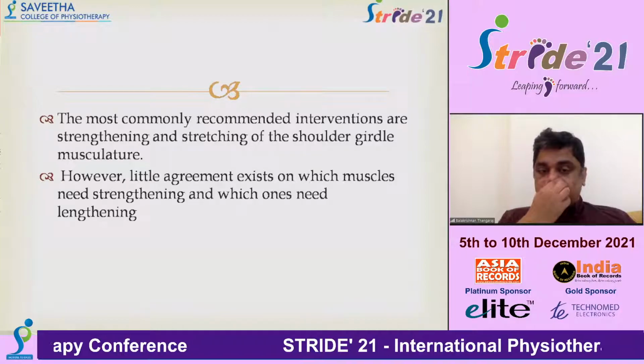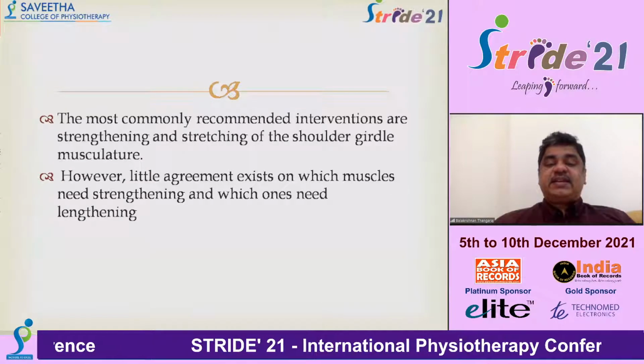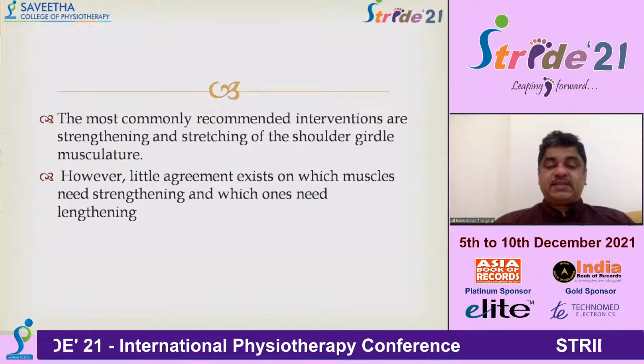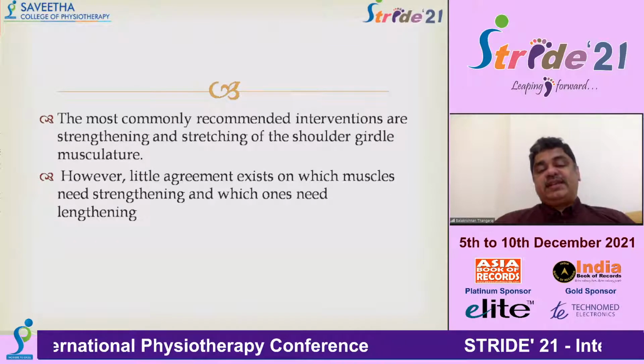The most commonly recommended interventions are strengthening and stretching of the shoulder girdle musculature. However, little agreement exists on which muscles need strengthening and which ones need lengthening.